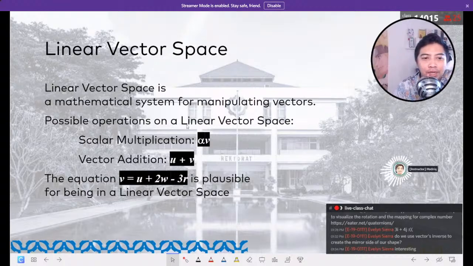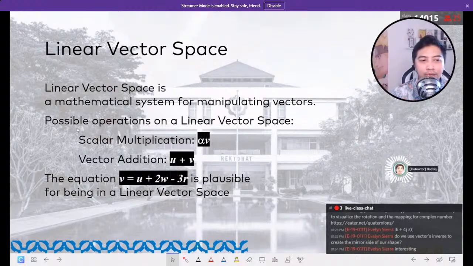And the possible operations on the linear vector space will be these two. And these two particular operations will be used all over the place when we talk about computer graphics, or about the linear algebra in general. Scalar multiplication and vector addition. You can add up two vectors or more and get some resultant. And you can also give some numbers to the vector v, multiply with that number, and you get some other results representing yet another vector.